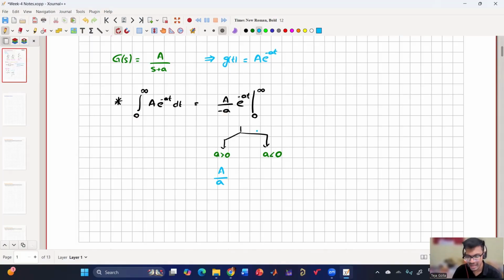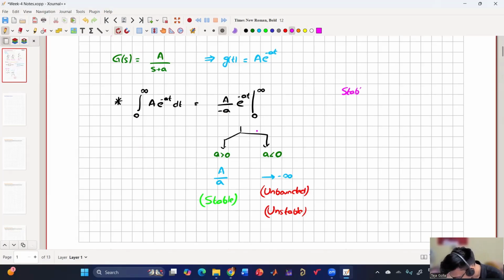Whereas in the case of a less than 0, a is negative. So e to the power of some positive number into infinity will tend to infinity. So in this case, it is unbounded. So we can say that the first case is stable because it is bounded, whereas this condition is unstable. So we got a condition that the system is stable if a is greater than 0.